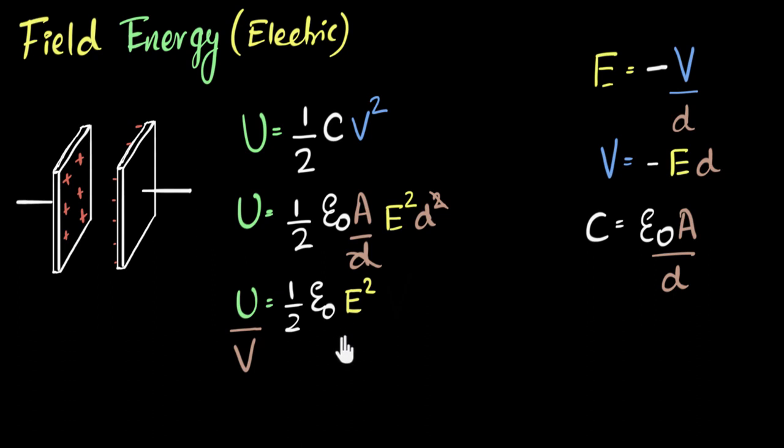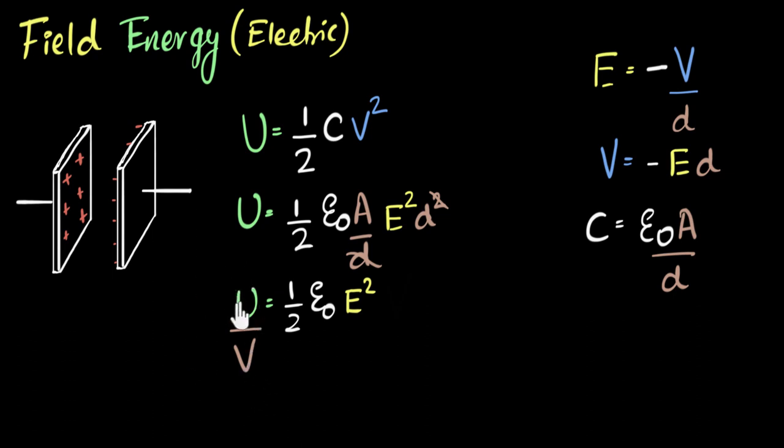Now, why is this mind blowing? Because all I did is took an equation that we were familiar with, did some substitution, and I got another equation. But let's see what this equation is trying to tell us. So on the left-hand side, I have energy stored in the capacitor divided by the volume of the capacitor. What is this?